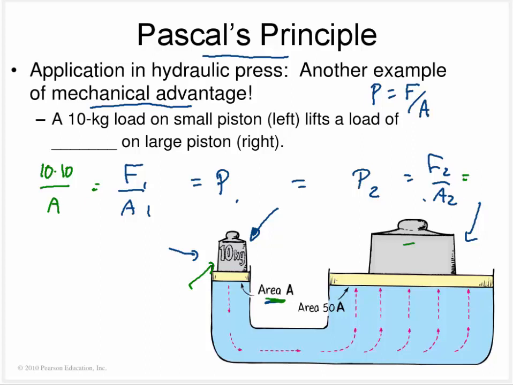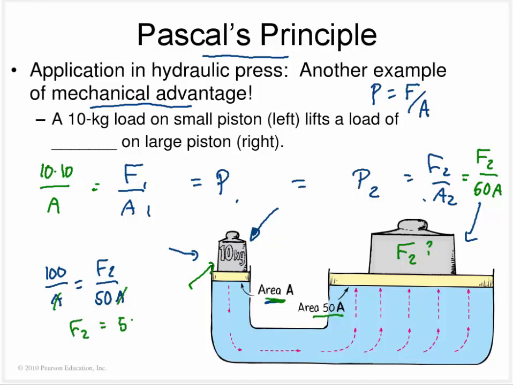Now the question is how much can we lift up? So what is the value of F2? Well, this is going to be 50 times the area. Right there it's 50A. So when you go ahead and set these equal, you're going to have 100 divided by area is equal to F2 divided by 50 times that area, and the areas are going to cancel out, and so this F2 is going to be equal to 50,000 newtons, or 500 kilograms is going to be the mass that it can lift up.